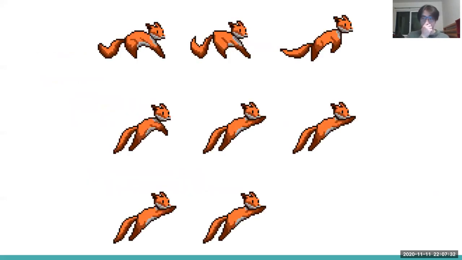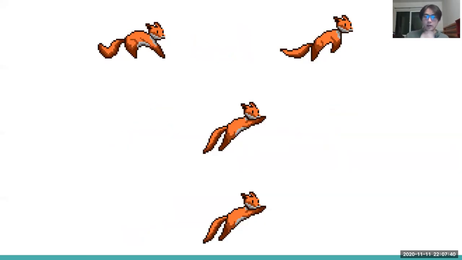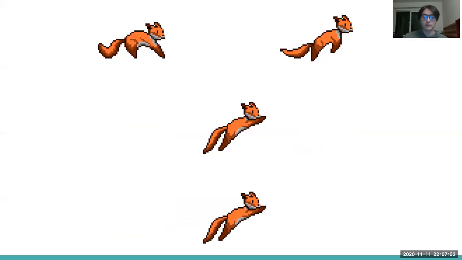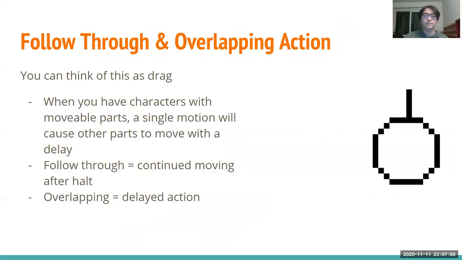So over here, if I were to do straight ahead, I would literally draw each frame one by one until I reach the desired effect in the end. Now over here, if I were doing pose to pose, I would pick each of these sort of extremes and then draw in the things in between like this. In this way, you can get both the same effect, although it's just different ways of going about it.